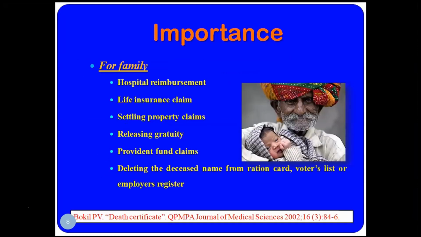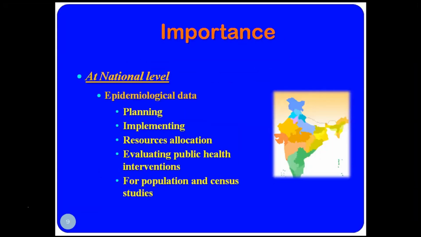It is important for the family. Yes, we know there are a number of reasons. It is important at the national level, as I told you, for planning, implementation, resource allocation, and evaluating health interventions. We look at the maternal mortality rate, what are the leading factors contributing to maternal mortality, infant mortality, geriatric mortality, what are the complications, how many people are dying because of complications of diabetes, hypertension, and then we can allocate the resources in those areas and plan some interventions there. So it is a very important document as far as census studies and population studies are concerned, and for research purposes.